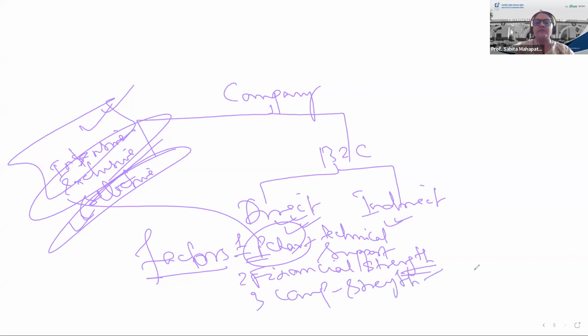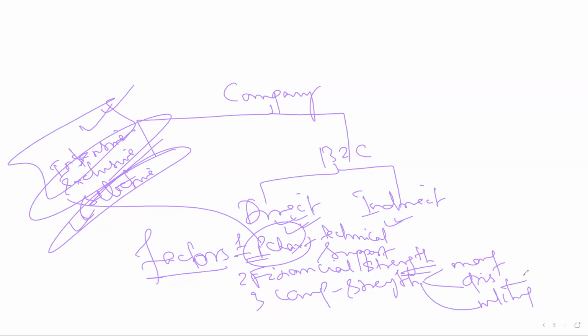Is the company strong in manufacturing? Is it strong in distribution? Is it strong in marketing? What is it strong in? If it is strong in manufacturing and distribution, it will go for having its own channel. Got it? Understood? Any other point which decides direct or indirect? Yes, ma'am, the place.